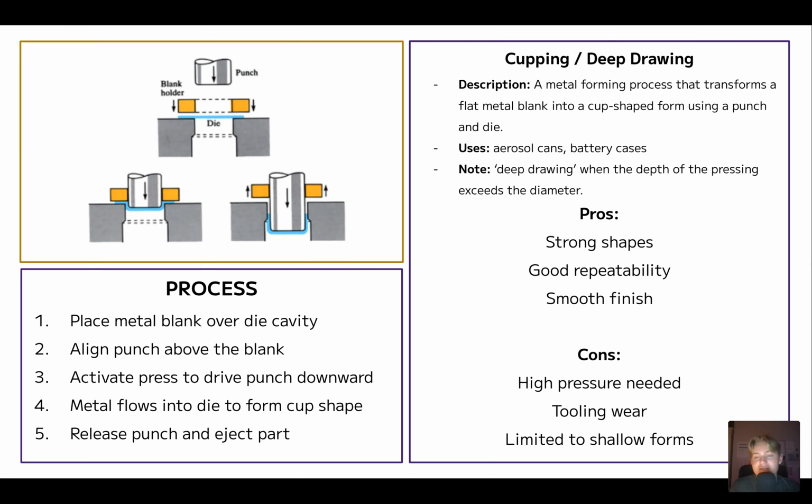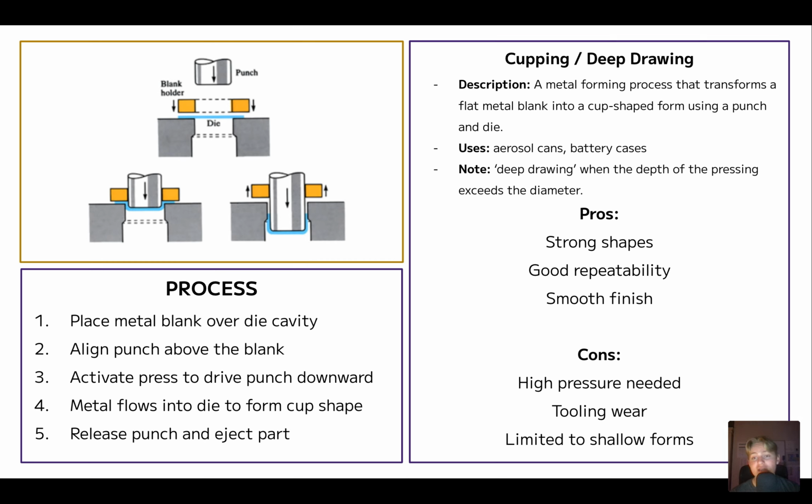Next, cupping / deep drawing. Well, they are quite similar, so I've put them together, and your textbook does too. So it can best be described as a metal forming process that uses a flat metal blank and forms it into a cup shape using a punch and die. So, for example, like aerosol cans or battery cases.